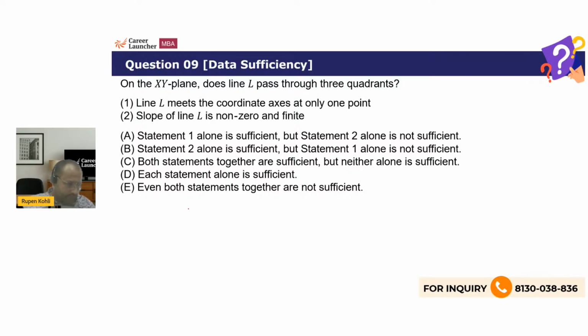Okay, thank you. Arup is saying D, Sushant is saying A. Let's check who is correct. Thank you, thank you. Let's check now. Statement 1, line L meets the coordinate axis at only one point.